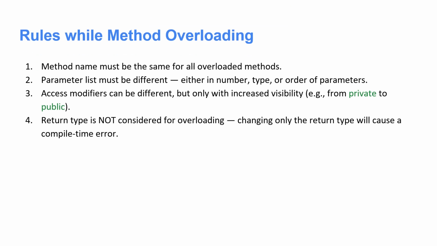What are the rules in method overloading? When you overload a method in Java, there are a few important rules to follow. First, the method name must be the same. The parameter list must be different, either by number, type, or order of parameters. Access modifiers can differ, but only with increased visibility, like changing from private to public. And remember, the return type alone doesn't count. If that's the only change, you'll get a compile time error.